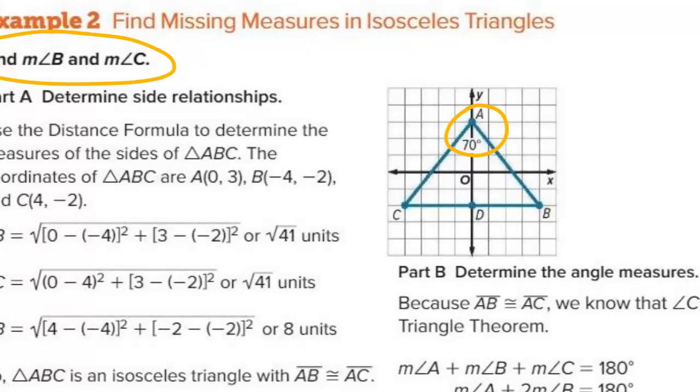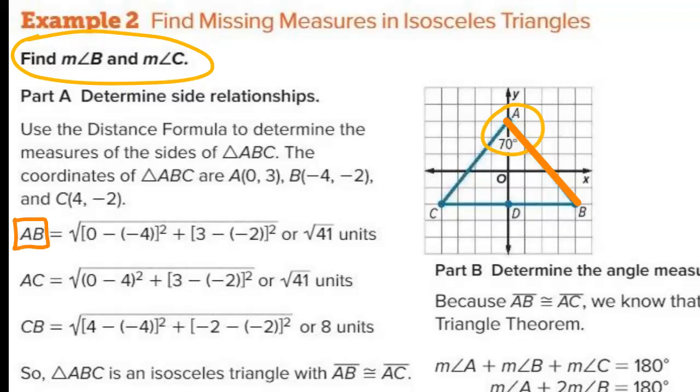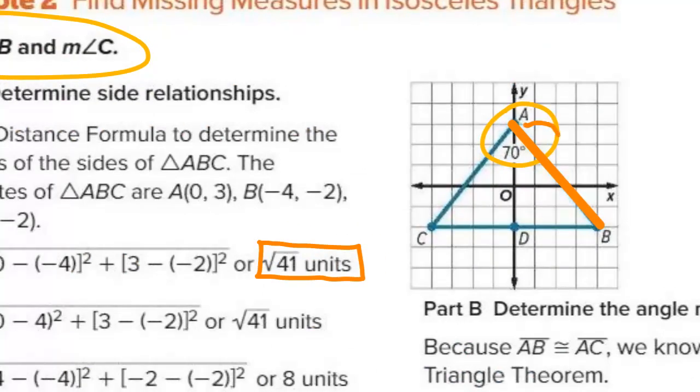They went in and already found the length of side AB. That's what they did right here, using the distance formula just like we did. They found that length to be the square root of 41. So this side over here is the square root of 41. If I want to know about how big that is, I can pop that into my calculator. Square root of 41 is about 6.4.